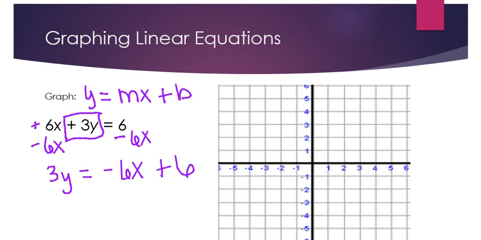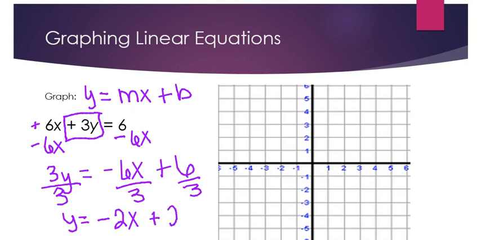Okay? From there, I'm going to divide by 3 because I want to isolate my y term. When I divide, I have to divide every term on that right side of the equation by 3. So y is going to equal -6 divided by 3 is going to give me -2x, and then 6 divided by 3 is going to give me plus 2. From there, we identify my y-intercept as 2.